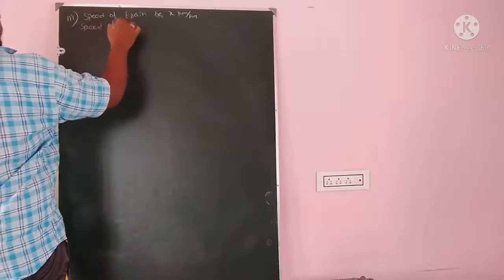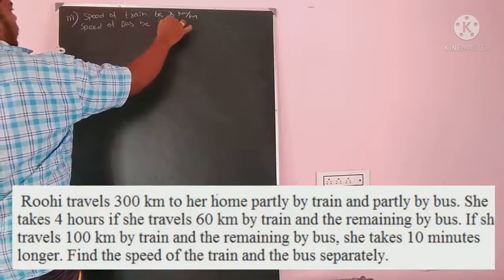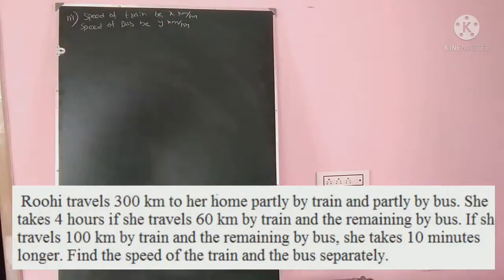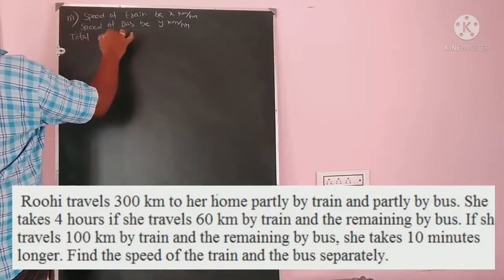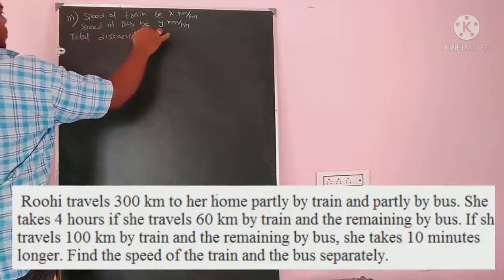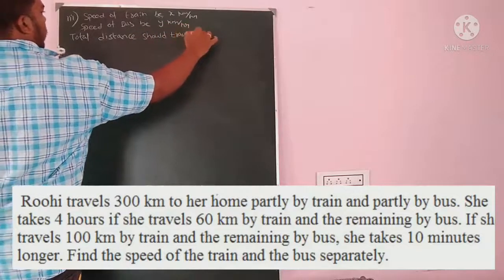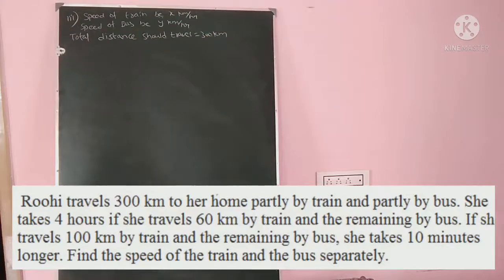So the speed of the bus be y kilometers per hour. So let the speeds be assumed like that. Now the total distance she should travel is 300 kilometers. So 300 kilometers is traveled partly by train and partly by bus.